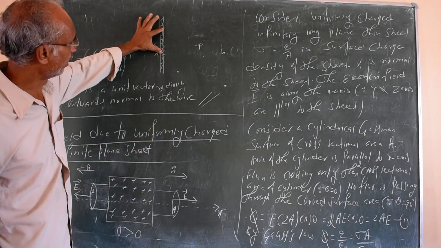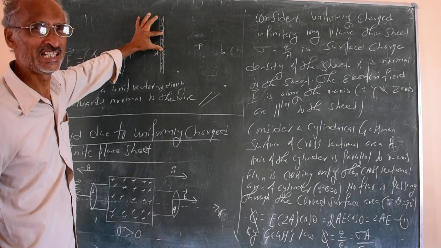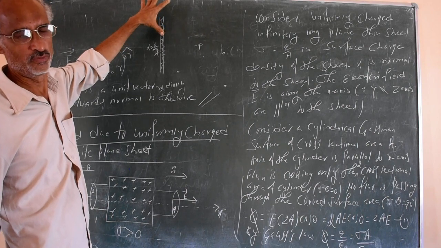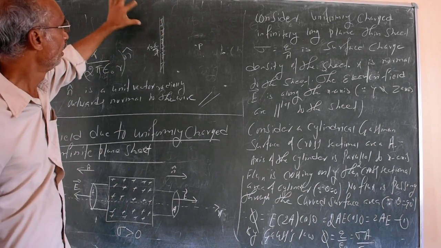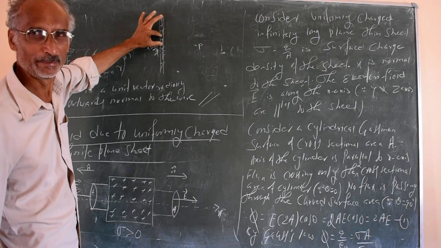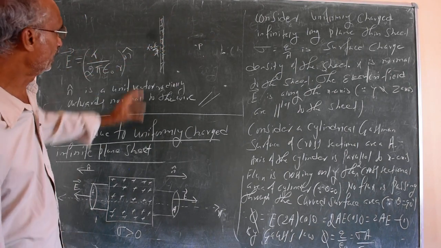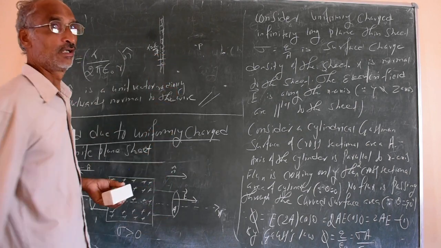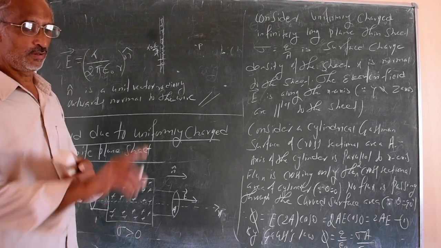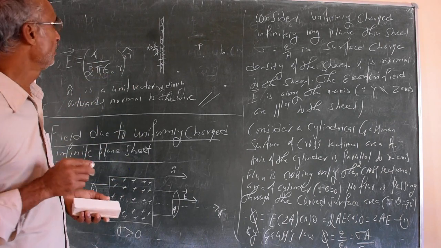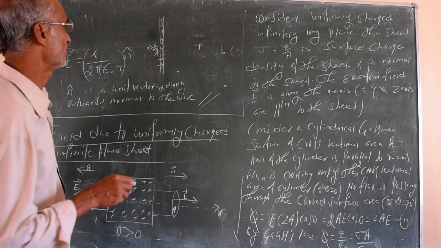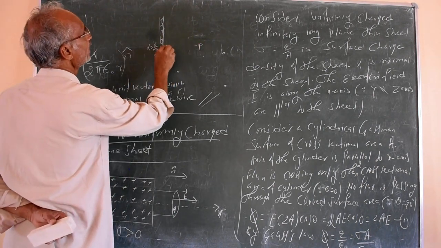It is uniformly charged. L is the length of any line segment, not the full length, because the full length is infinity. Q is the charge on that line segment. So we have taken a Gaussian cylindrical surface of height L. L is the height of the Gaussian cylindrical surface, and point P is at distance R.